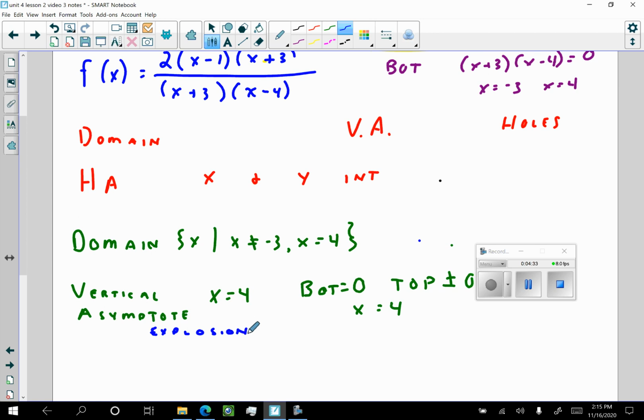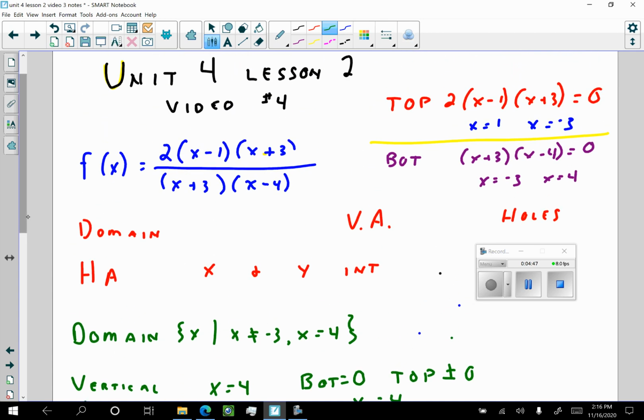Now I want to know, is there a hole? Well, possible holes happen when the bottom is 0 and the top is 0. So look, at x equals -3, the top and bottom both are 0.